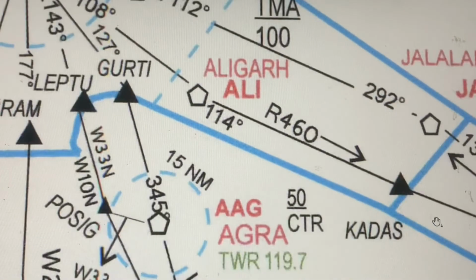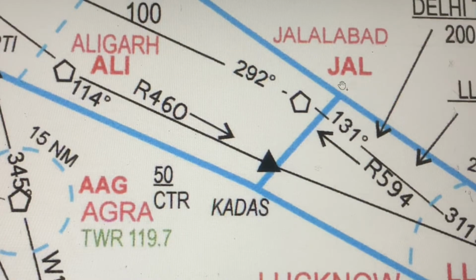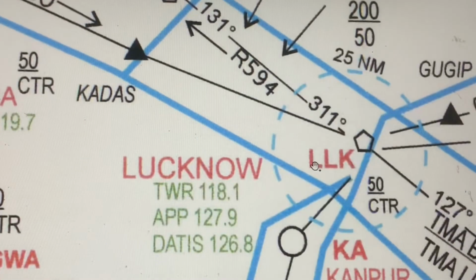Likewise, let's check for something else. Like for Jalalabad, this is the VOR name, and this is the VOR station. For Lucknow, this is the VOR name, this is the VOR symbol. So this is how you identify, friends. This is the VOR symbol, and this is the name of the VOR. It is identified by a 3-letter code.